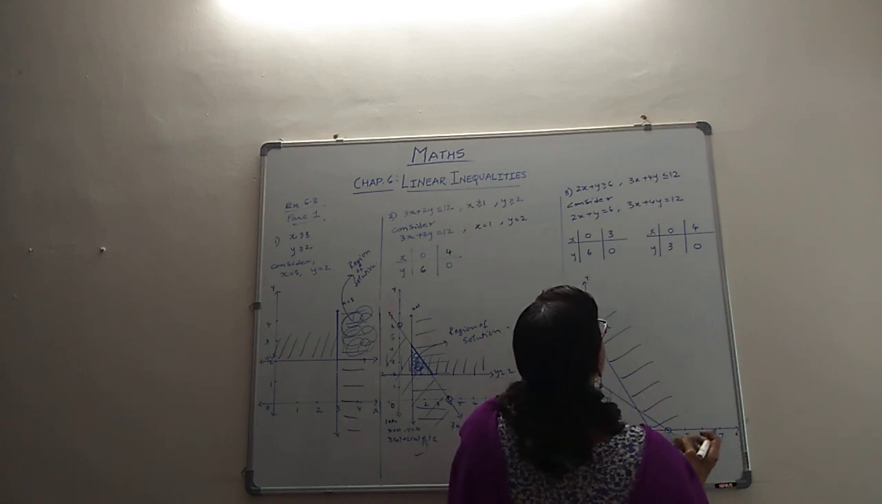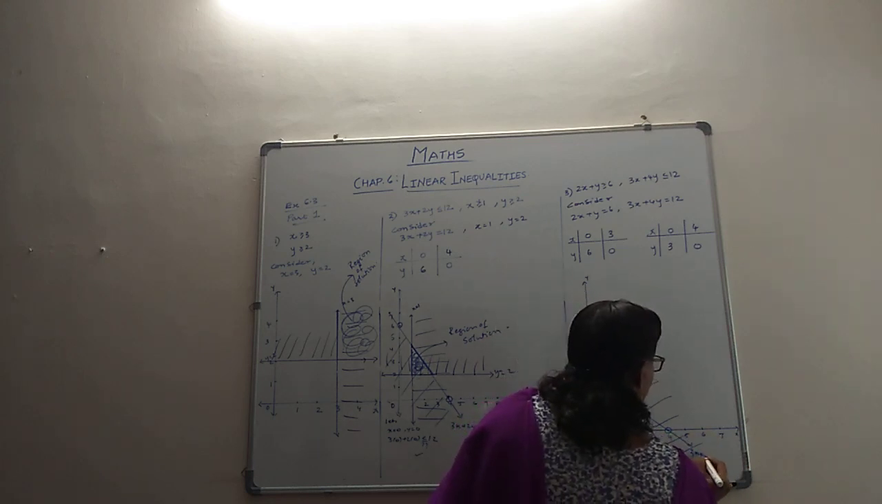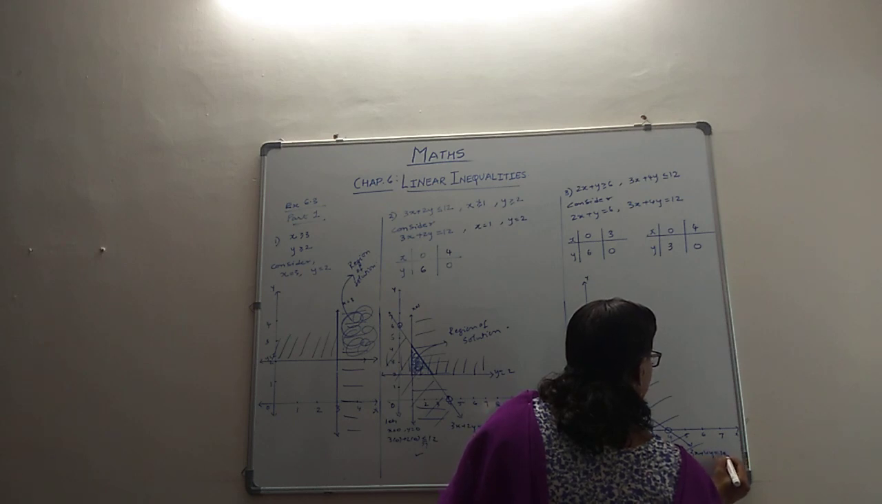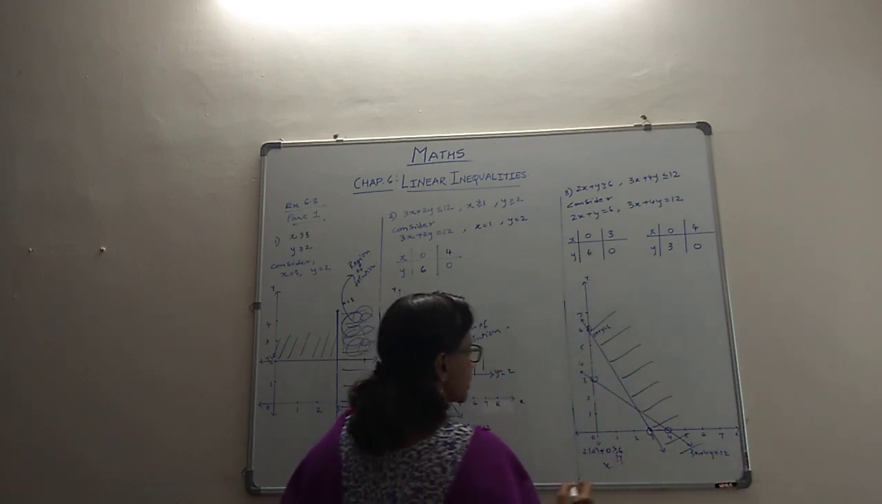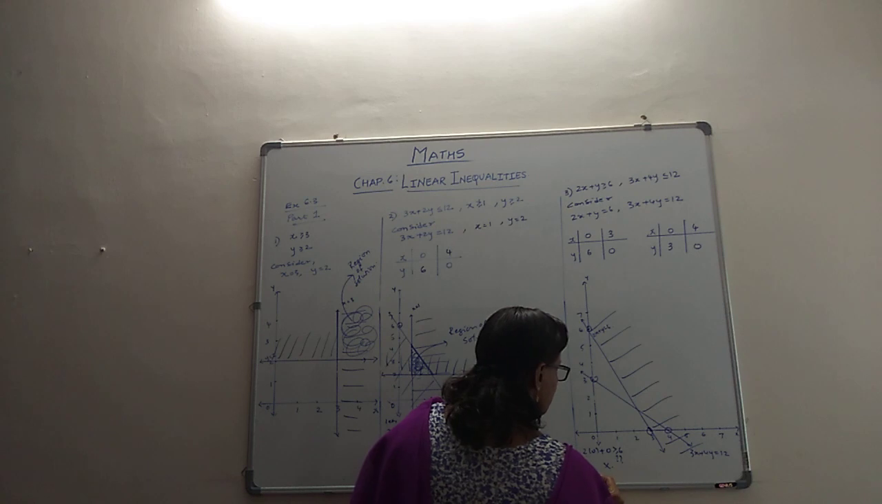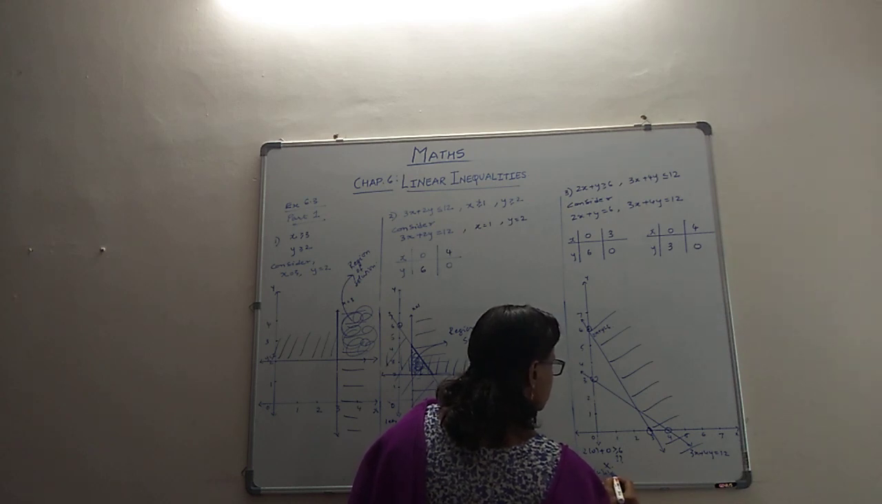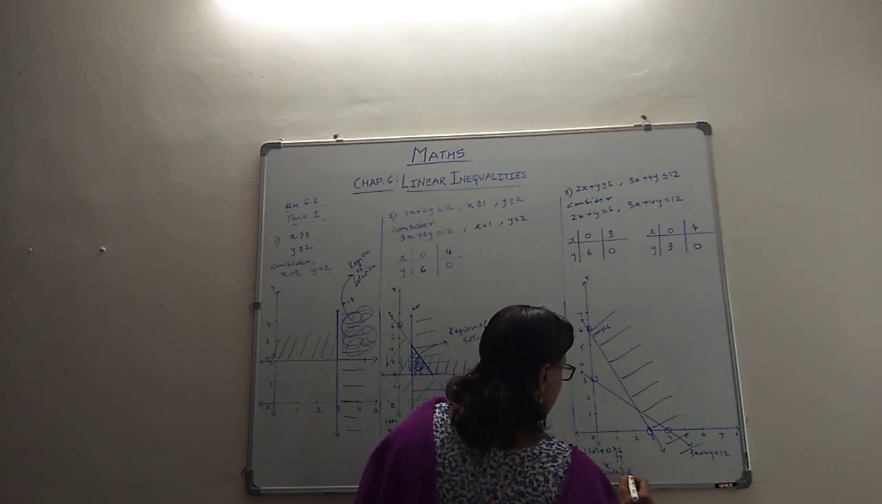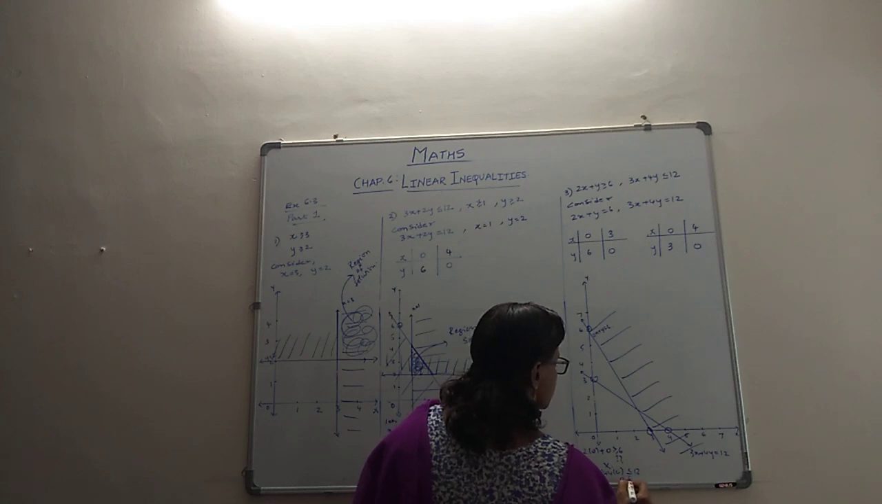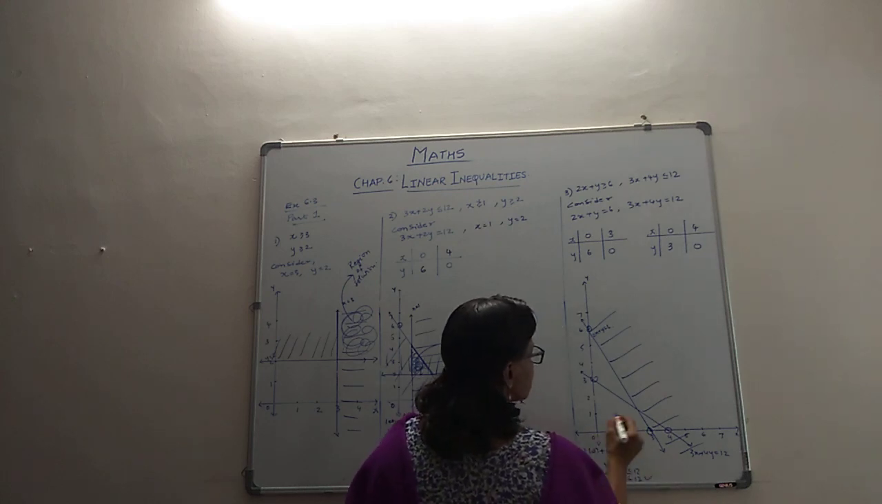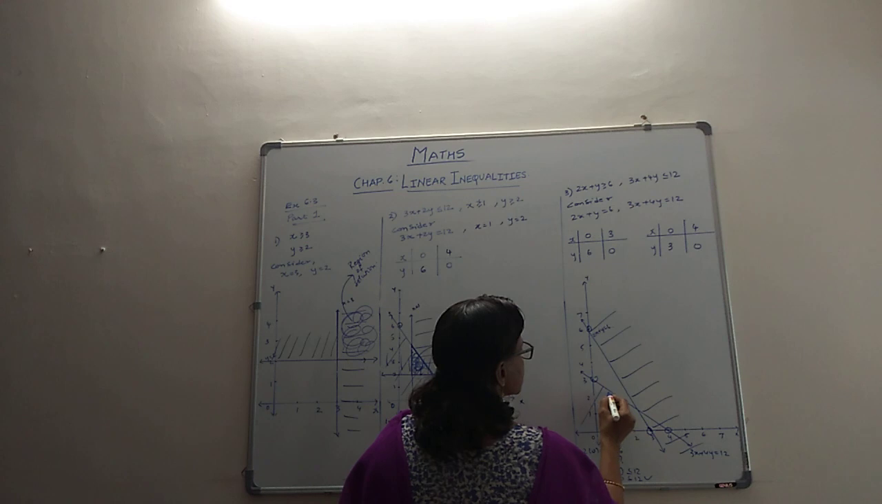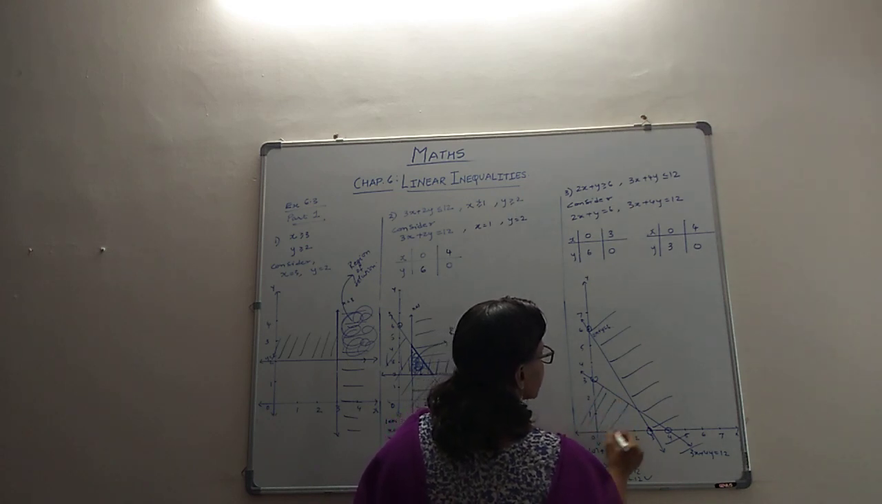So you have 3x plus 4y equal to 12. And let's take the origin substitution. 3 into 0 plus 4 into 0, whether it is less than or equal to 12, yes, because 0 is less than or equal to 12, so the origin part is a part of the solution. That means this part is a part of the solution.